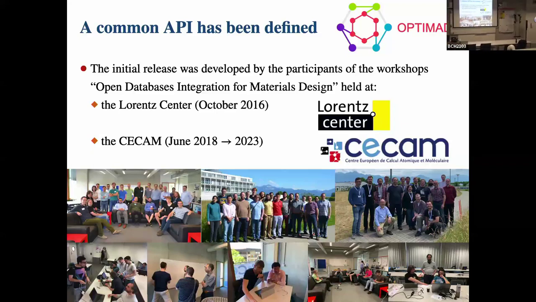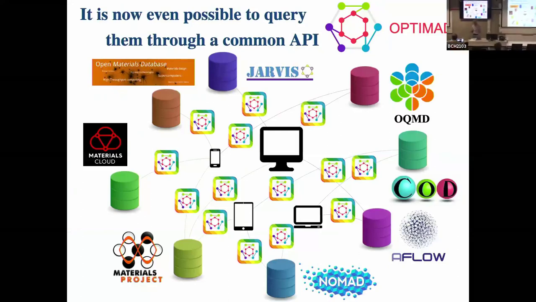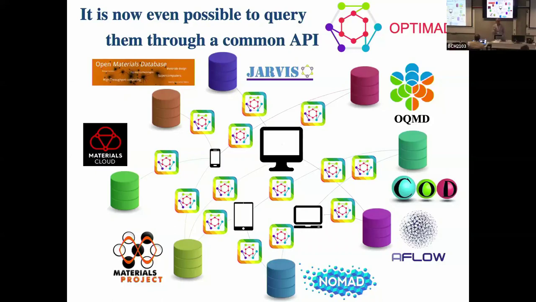So that was really annoying from a user point of view. And so we managed together here at SECAM, first at the Lorentz Center in the Netherlands, but then most of the time at the SECAM here, and with a strong support from the SECAM, we gathered the developers of these different databases and they produced a common API. So there's a specification of this common API and there are some tools that you can use to use this API. And now it is possible to query all these databases with the same query. So you make the same query and you can gather the data from all these databases. And this is very interesting.